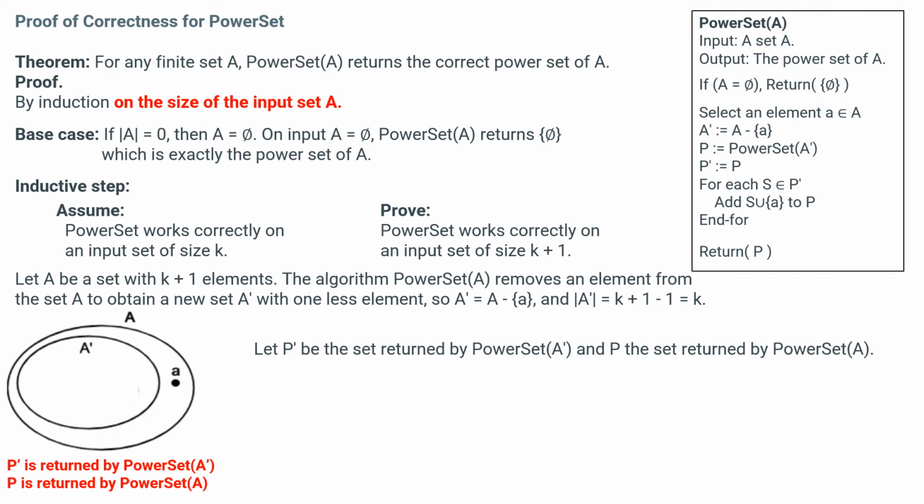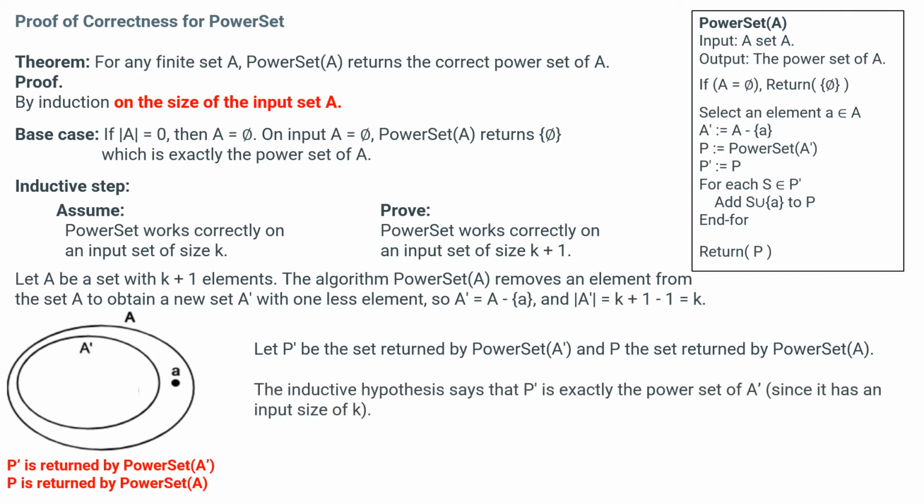And then P is what gets returned when we send in the entire set of A, okay? So we're calling what gets returned P prime if we've just passed in a new set that is missing an element. But P is what we're calling it when we get a return from the entire set A.